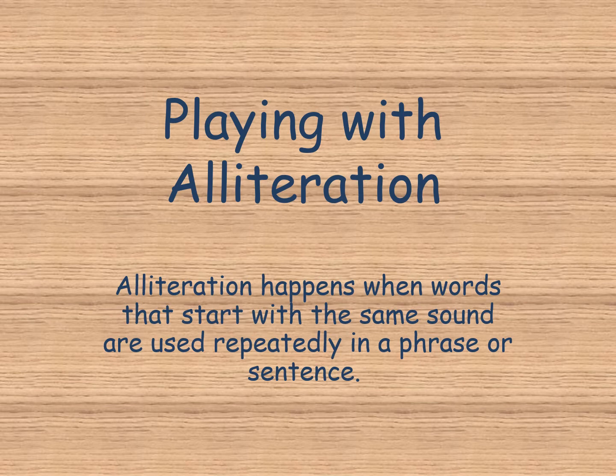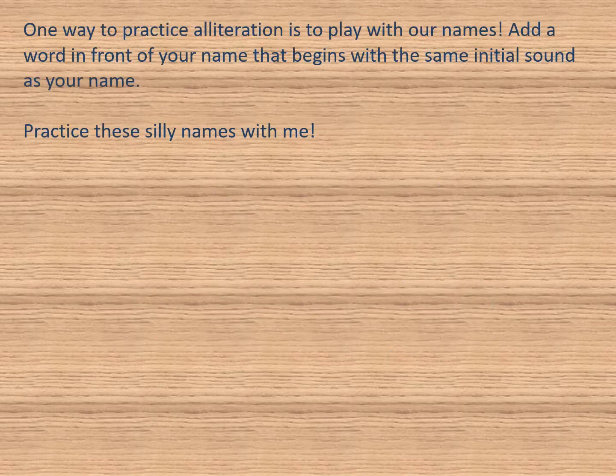Now, I've called it playing with alliteration because there's lots of ways you can do alliteration, but make it more of a game, a little bit more fun, and really silly. One way to practice alliteration is to play with our names. Add a word in front of your name that begins with the same initial sound as your name. Why don't you practice these silly names with me, and then you can try with your own name.